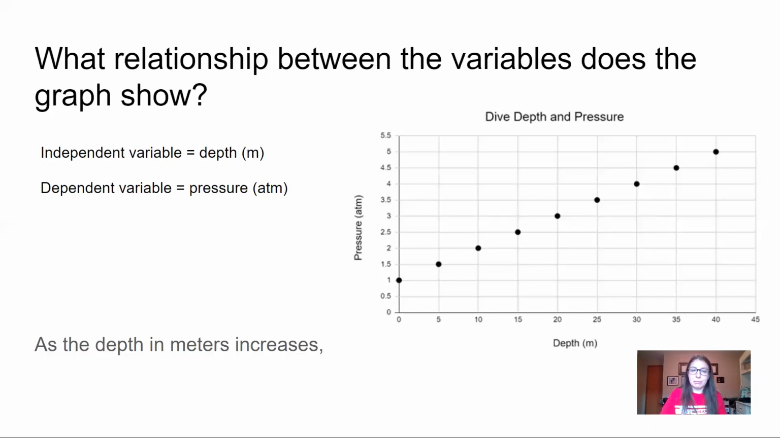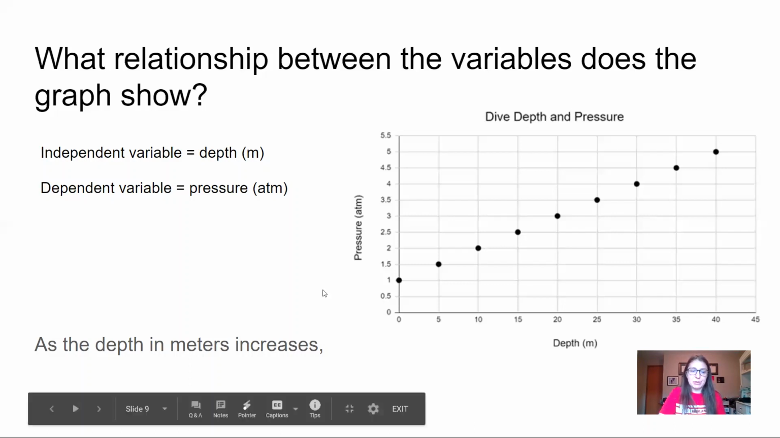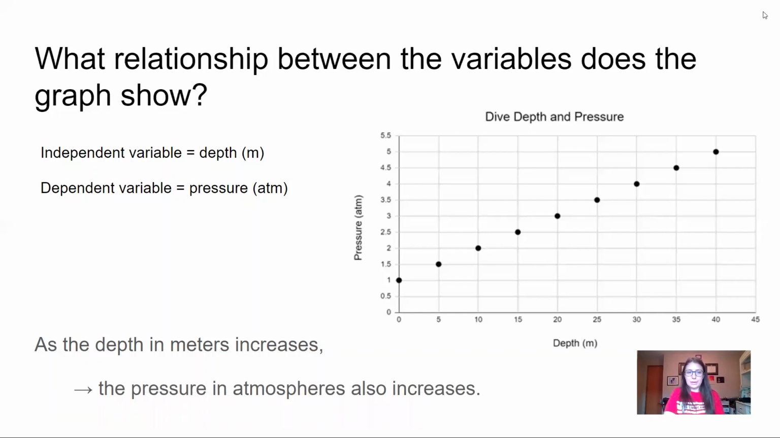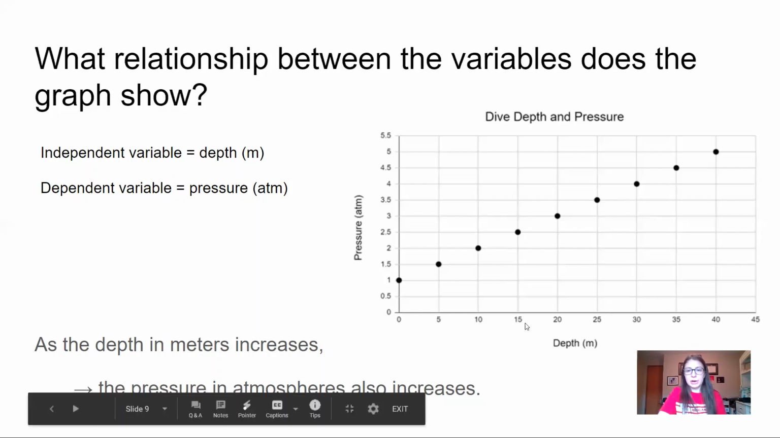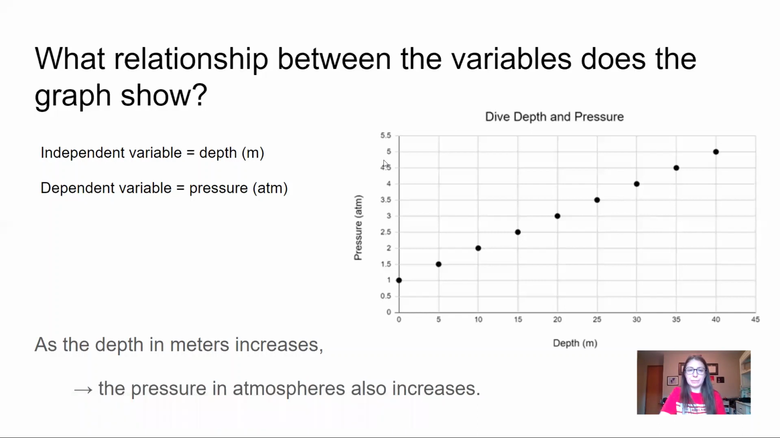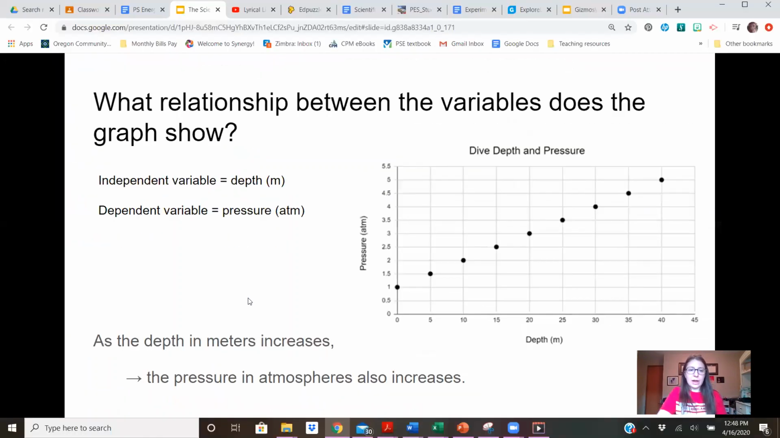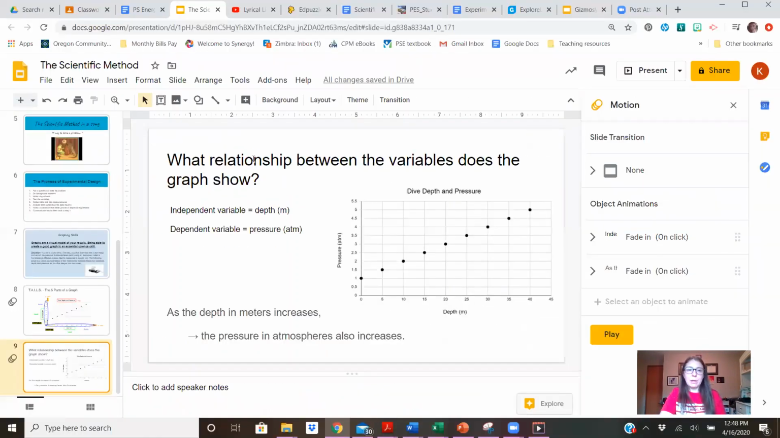If you said the pressure increases, you'd be right. The pressure in atmospheres also increases. So as the depth in meters increases along our x-axis, getting bigger, our pressure in atmospheres also increases, getting bigger. Awesome. I think that's all I have for these slides.